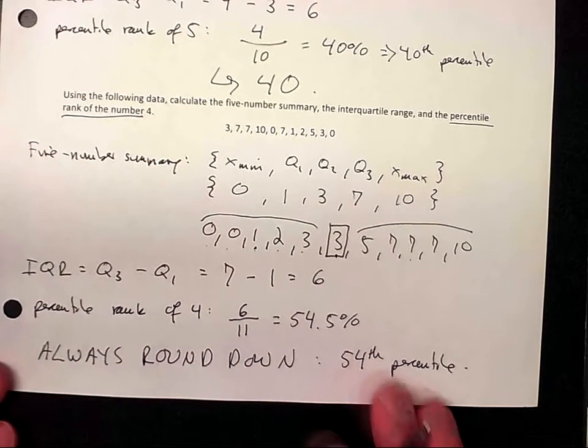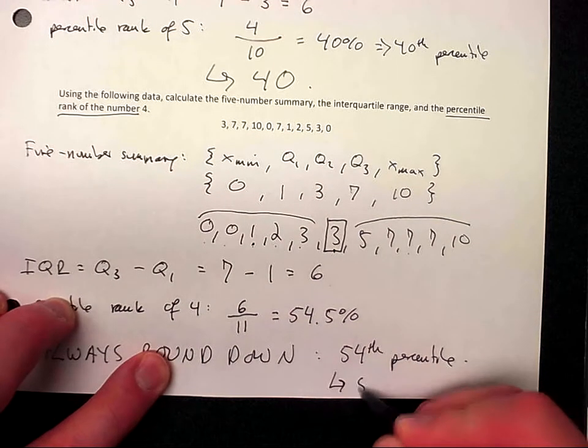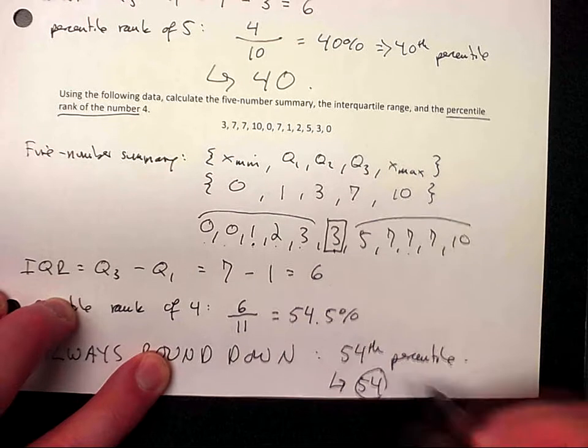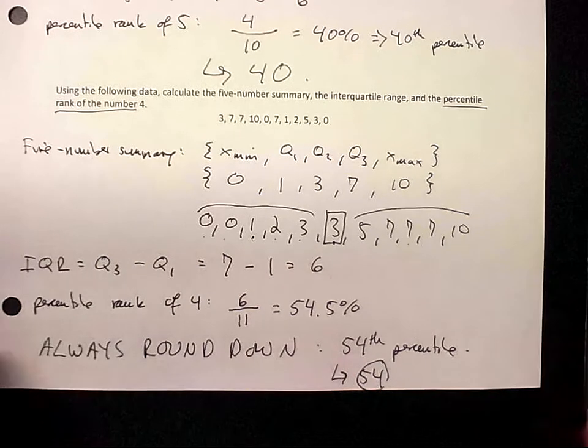Well, if this is the 54th percentile, what's our percentile rank? 54. So everybody good with this example? Any questions whatsoever about this example? How do you guys feel then about interquartile range, 5-number summary, and percentile range? Everybody's good with this stuff? All right. Then let's move on to the next page of notes.